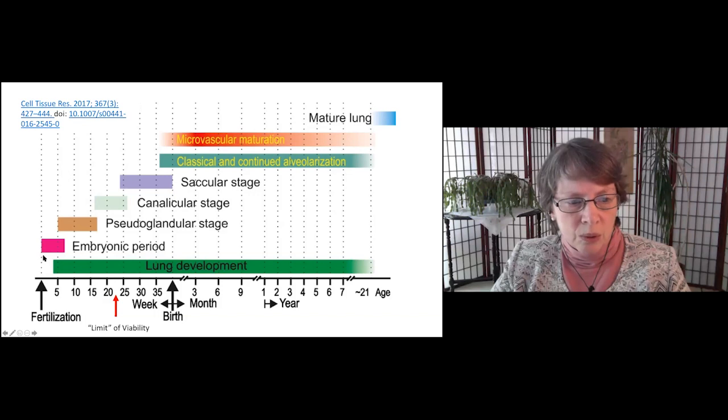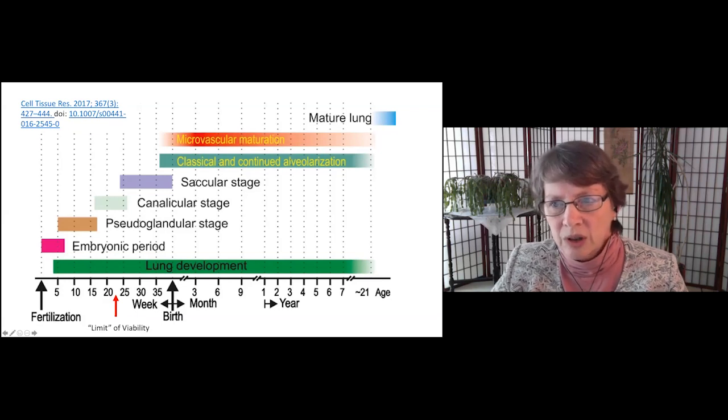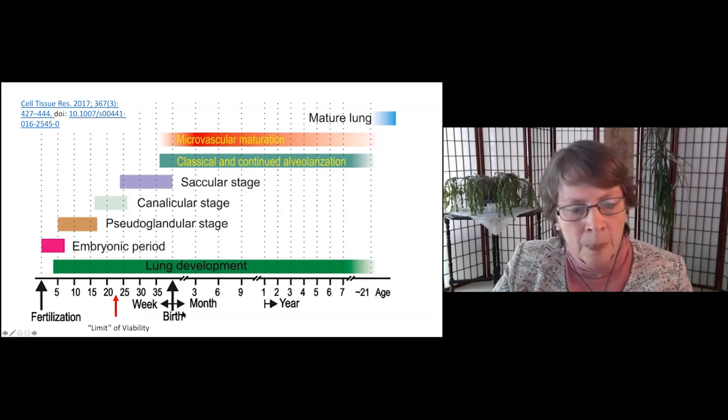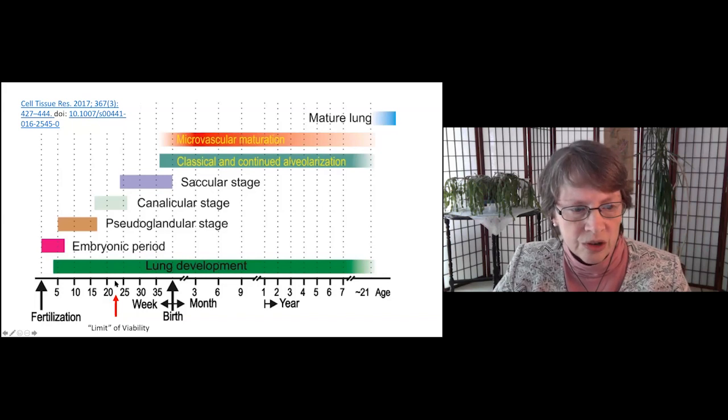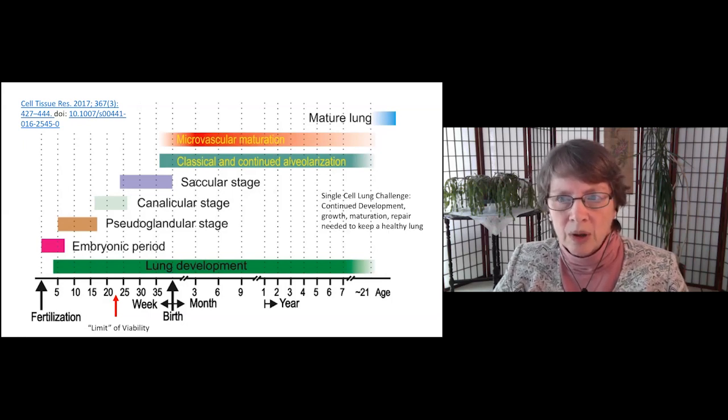As many of you probably know, the lung begins with fertilization, moving through an embryonic period, pseudoglandular, canalicular, saccular, and then our more classic alveolarization and maturation up to young adulthood. Just to point out as a neonatologist that our limit of viability now is somewhere around 22 to 23 weeks of gestation. And that puts us very much into the canalicular and saccular stage. So these are very immature lungs that we're dealing with, and successfully keeping children alive, but not without sequelae.